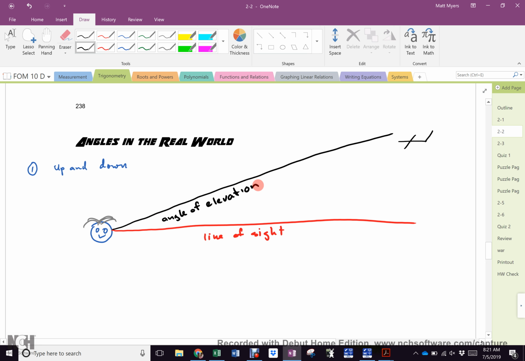Why? Because my eyes go from flat, horizontal, up. It is also called an angle of inclination. Does everybody understand? It is the angle that lives between the horizontal and where you stop looking up. It has to live in here.